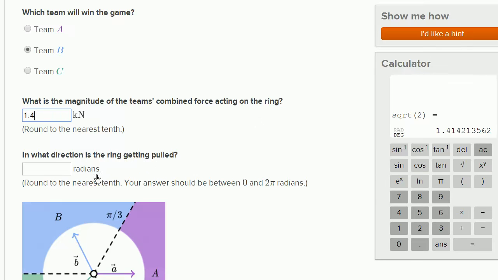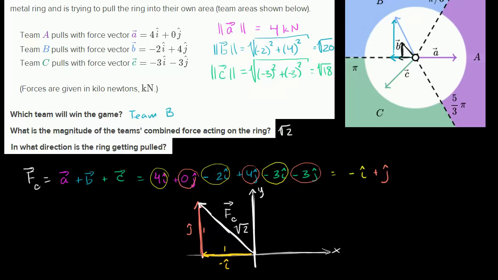And in what direction is the ring getting pulled? They want us to answer in radians, rounded to the nearest tenth. Your answer should be between 0 and 2 pi radians. So, going back to our diagram, we need to figure out what this angle is right over here, in radians. And we know that this whole thing, if we went from the positive x-axis all the way to the negative x-axis, that is pi radians. And we also know what this angle right over here is. How do we know that?